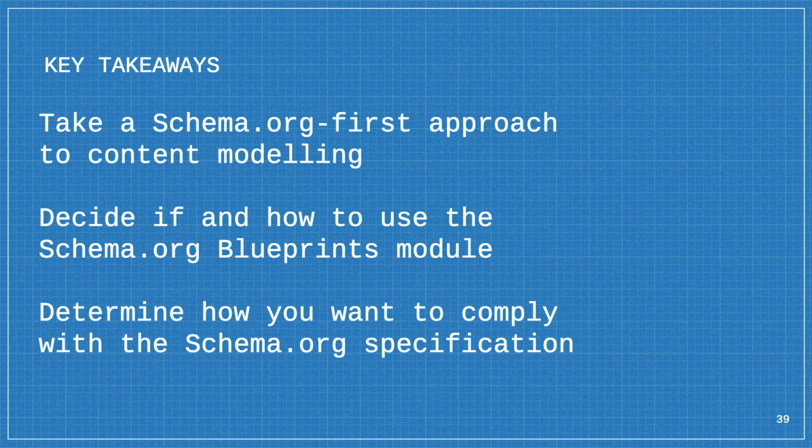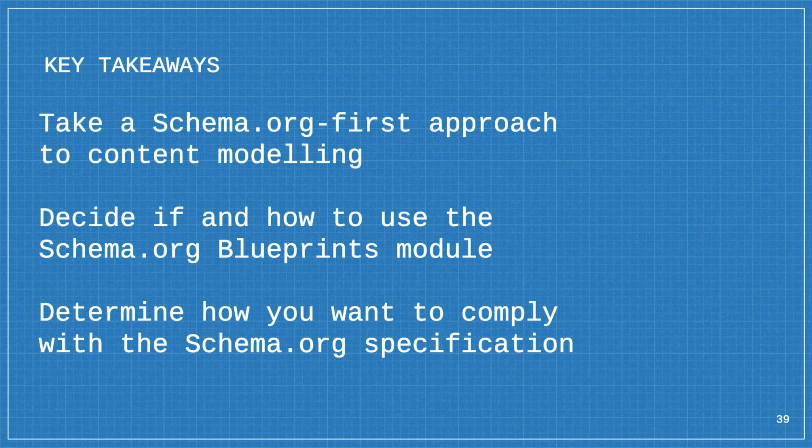Some key takeaways. Take a schema.org first approach to content modeling, period. I cannot emphasize that enough. It makes your life easier. You don't get into arguments over naming things. When people come in and suggest weird things, you're like, it doesn't align with any spec that's out there. It makes it so much easier to build a site.